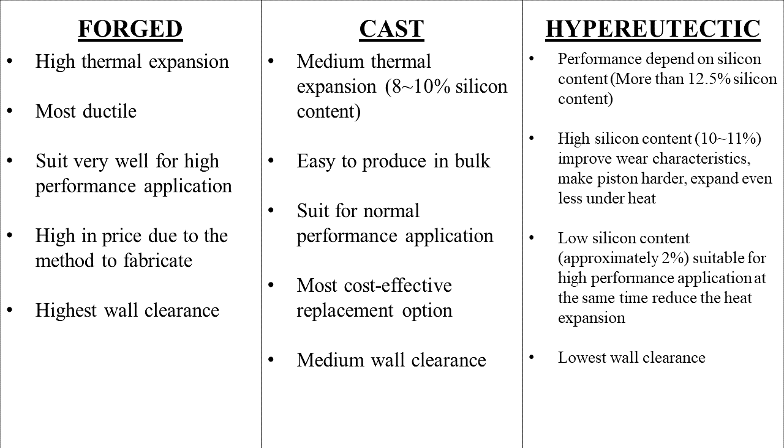For the high silicon content piston, which has 10 to 11% silicon content, it can improve the wear characteristics, make the piston harder, and expand even less under heat. For the low silicon content, which is approximately 2% silicon content, it is suitable for high performance applications. At the same time, it also reduces the heat expansion. And lastly, the hyper-eutectic piston has the lowest wall clearance.